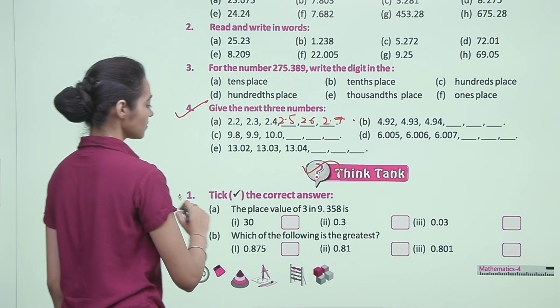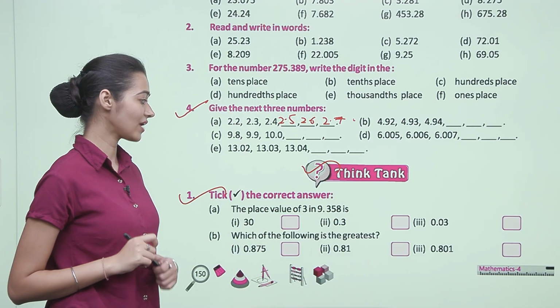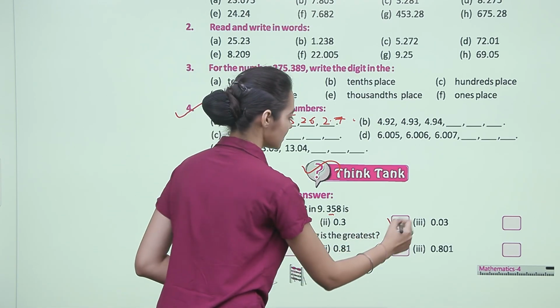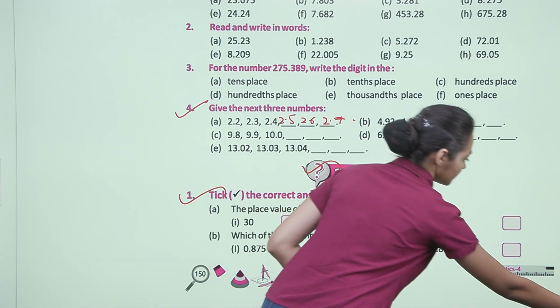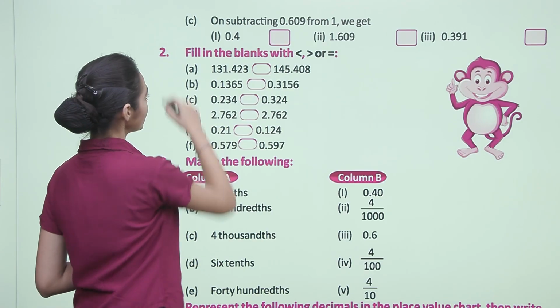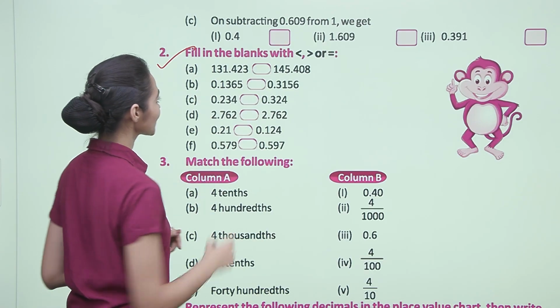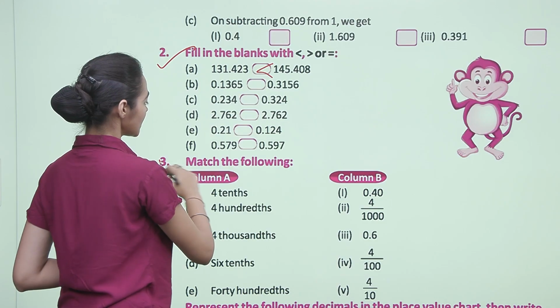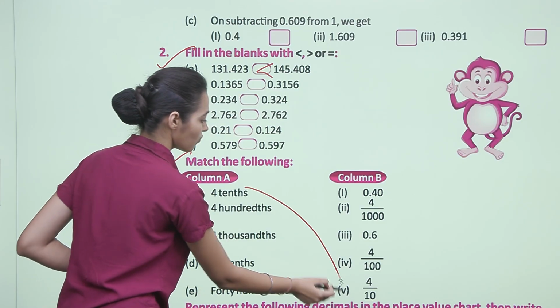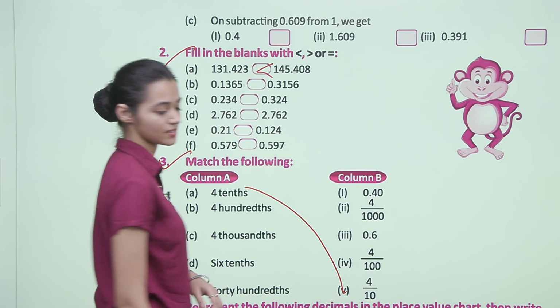Next is our think tank. In the first one we have to choose the correct option. The place value of 3 in this one, that is right, 0.3. That's how you can solve the remaining part. Now in the next one we have to fill in the blanks. Which one is greater? This one is greater. In the next one we have to match the following: 4 tenth, that means 4 by 10. Fifth one is the correct answer.